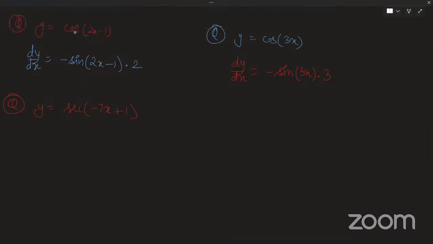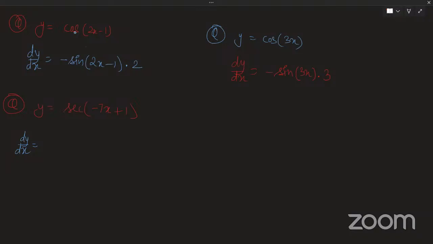So you have got y is equal to secant of minus 7x plus 1. Now what will it be? Secant of minus 7x plus 1. What is the derivative of secant x? Secant x into tan x. Yeah, secant x into tan x.